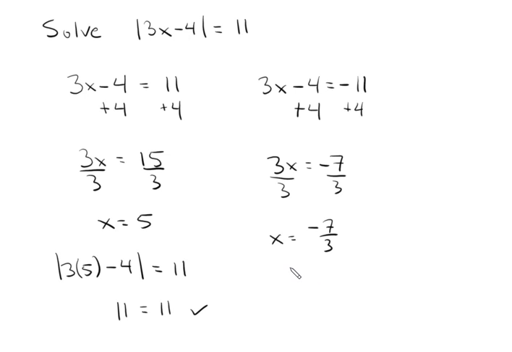Check the other one. Plug in negative 7/3. So we get 3 times negative 7/3 minus 4, again in absolute value. And we want to know, is this equal to 11? So we'll check. Here we'll notice that the 3's can cancel. That will leave us with negative 7. Negative 7 minus 4 is indeed negative 11.